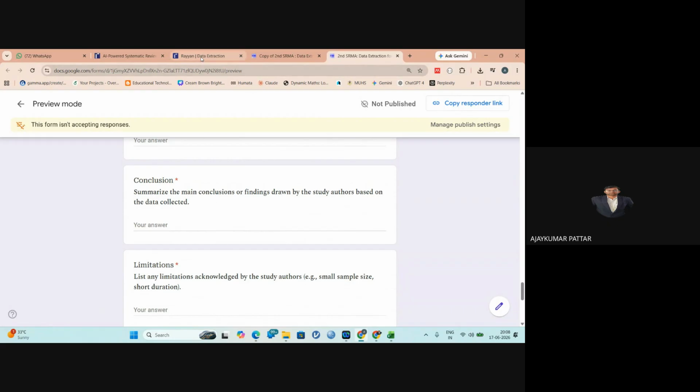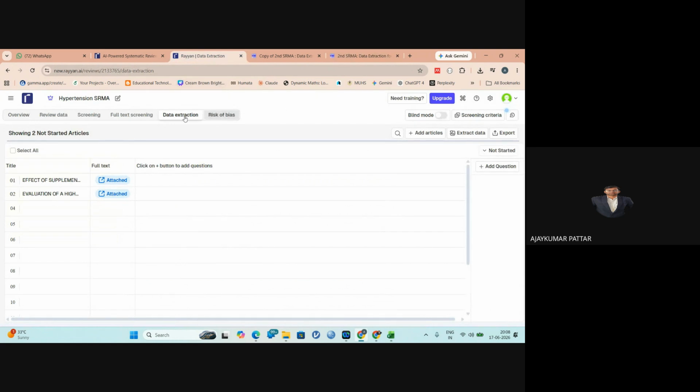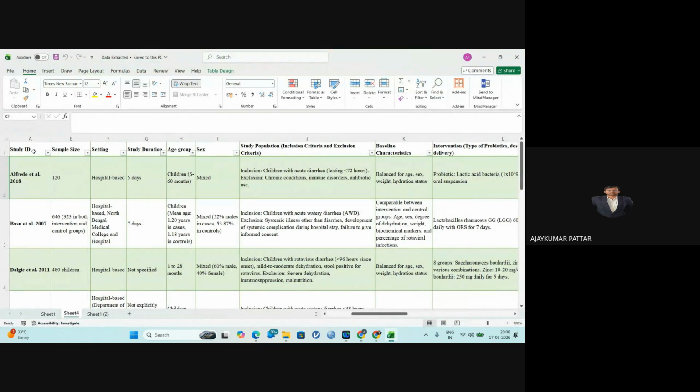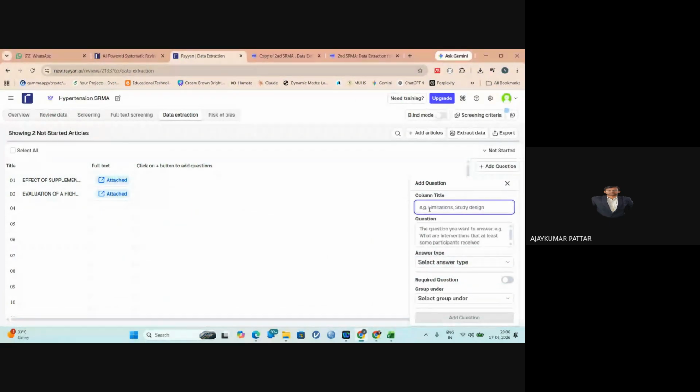Even here also, Rayan. Now you will see Rayan. Now you are able to understand Rayan. So what is it asking? Click on the plus button to add the question. So here I will click add question. The column title is being asked. So what I will do is copy and paste the same one. Question: what is this column title?